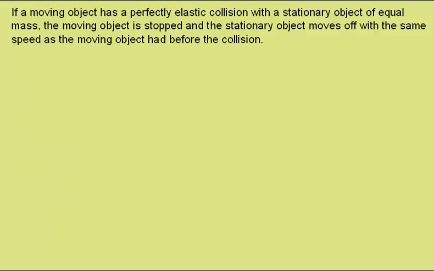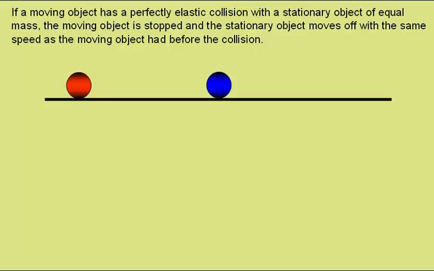If a moving object has a perfectly elastic collision with a stationary object of equal mass, the moving object is stopped and the stationary object moves off with the same speed as the moving object had before the collision. So here we have the red ball moving towards the blue ball of equal mass, the red ball stops and the blue ball moves off with the same speed and therefore the same kinetic energy as the red ball had to start with.